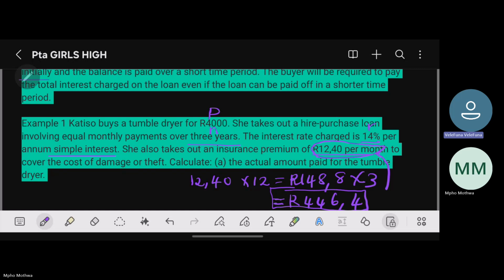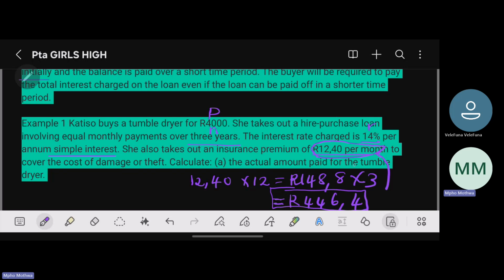So we add the insurance to whatever answer we got? Yeah, because check the question. The question says the actual amount paid for the tumble dryer. Oh, okay. Katiso buys a tumble dryer for 4,000. She takes out the hire purchase loan involving equal monthly payments over 3 years. The interest rate charged is 14% per annum simple interest. She also takes out an insurance premium over the years. The actual amount paid for the tumble dryer, because of this insurance, it is for the tumble dryer, so you also include it.